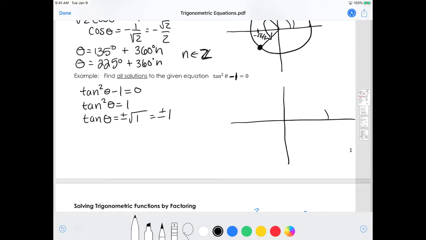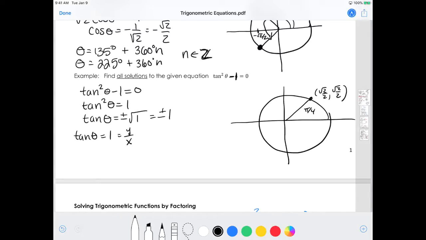Now, when we look at the unit circle, there are actually 4 places where tangent is either plus 1 or negative 1. In order for tangent to be positive 1, both x and y have to be the same value, because remember, tangent is the value of the y coordinate over the x coordinate. So in order to get 1, they have to both be the same. And the place where both x and y are the same would be at pi over 4. That would be the square root of 2 over 2, square root of 2 over 2. And then also at 5 pi over 4.